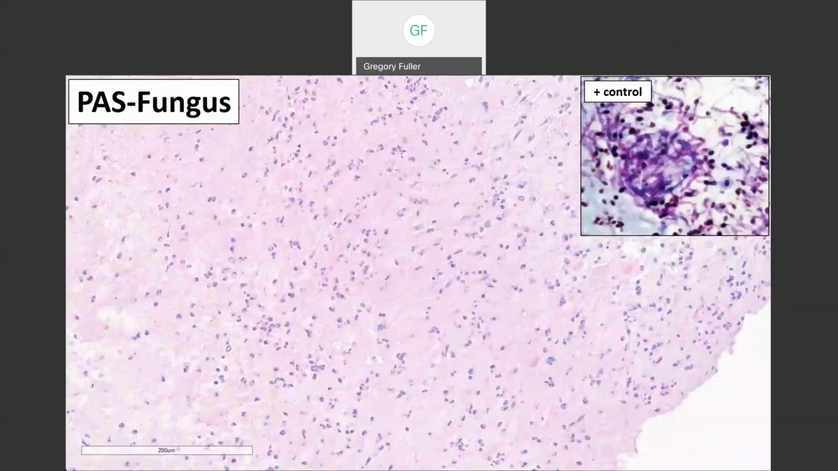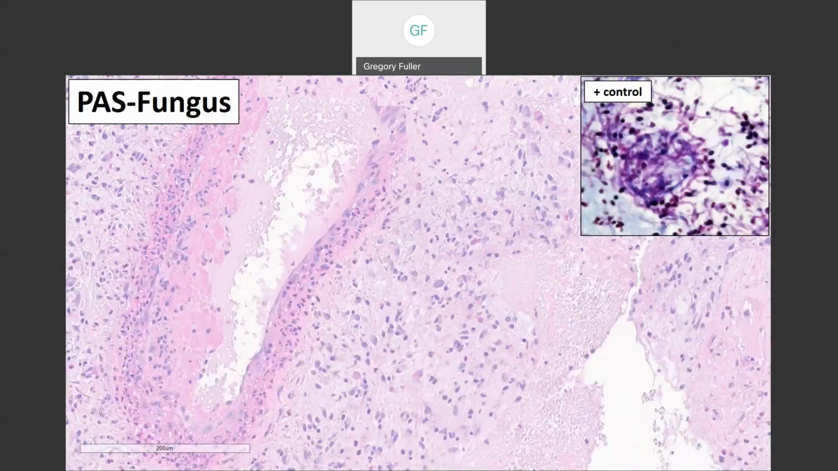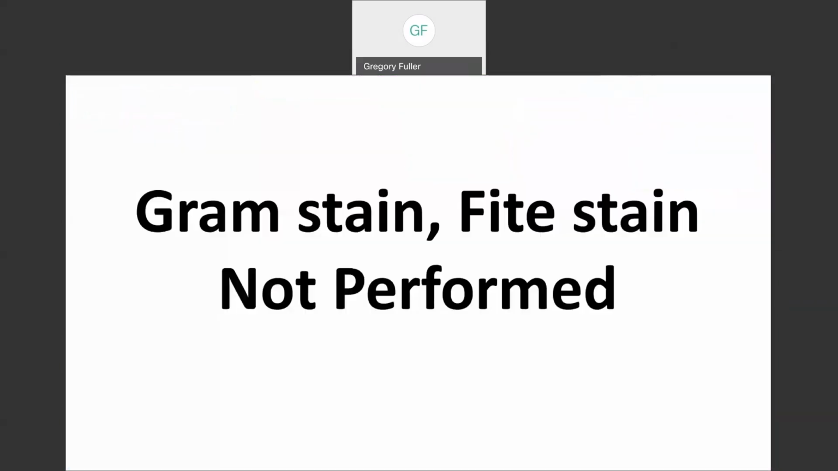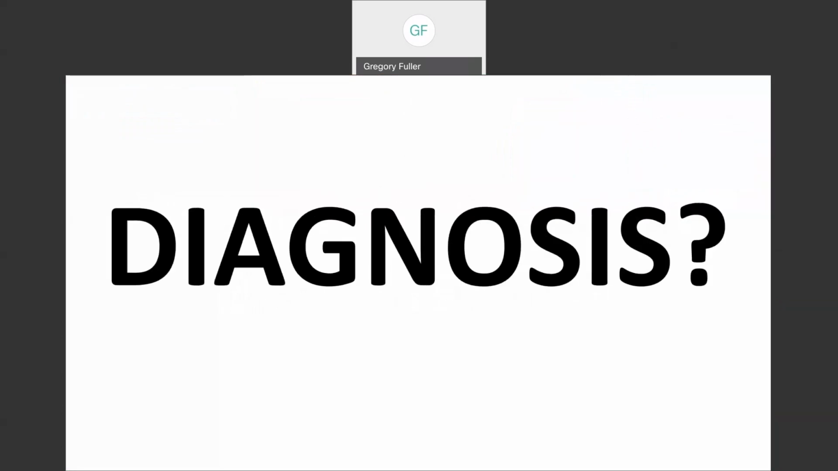This is a PAS fungus stain. You can see again the polys in the background. There's a positive control PAS fungus. No hyphae, etc. There's another PAS fungus. You can see the thrombosis in the blood vessel with the polys. The PAS fungus is negative. The outside institution did not run a Gram or a Fite. They were not performed. What's your diagnosis?